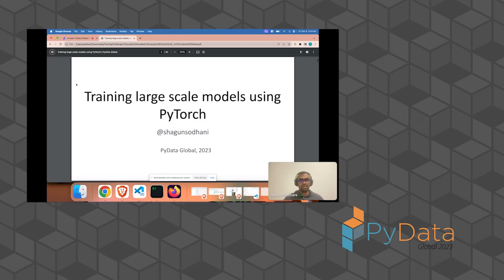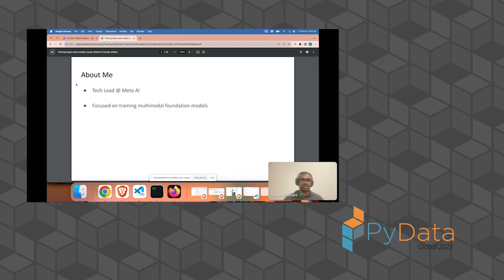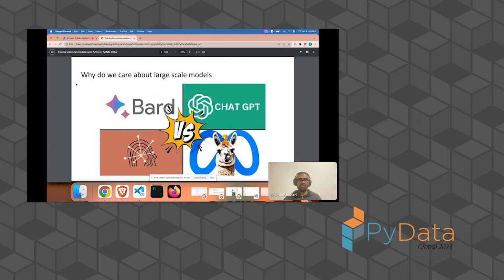We would be talking about training large-scale models using PyTorch. I think the first question is, why should we care about training these large-scale models, right? So why should we? I'm sure a bunch of you have used ChatGPT or Bard or Anthropic's Claude or are using Llama for doing some stuff. And all these are large-scale models.